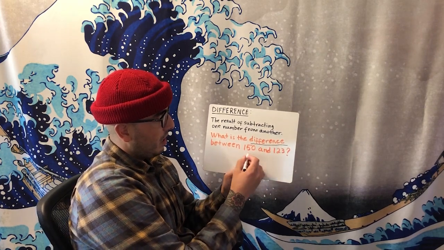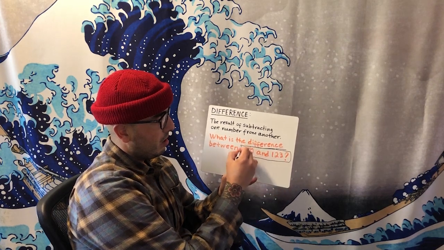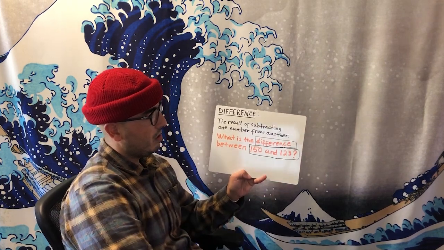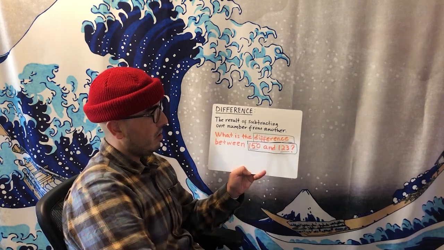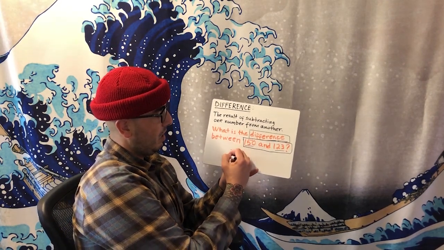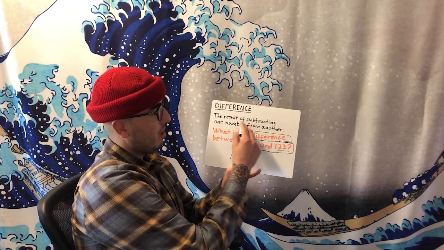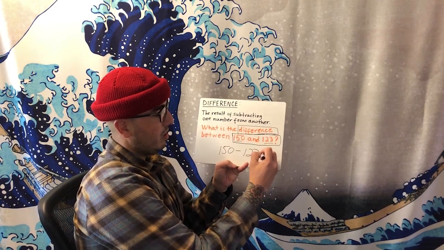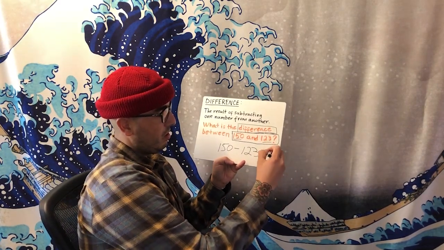And then between these numbers right here, okay? So difference of 150 and 123. The way I would do this is 150 minus, because I know that it's subtracting, 123 equals, that's right, 27.